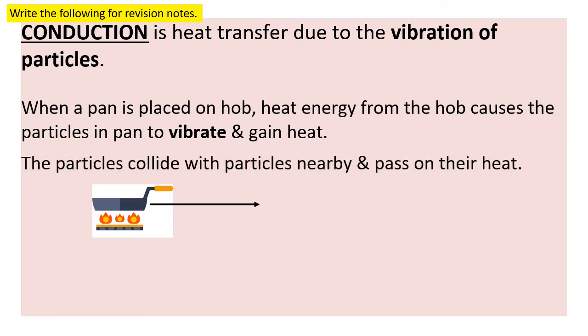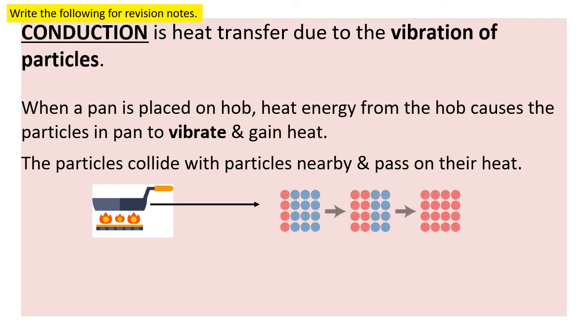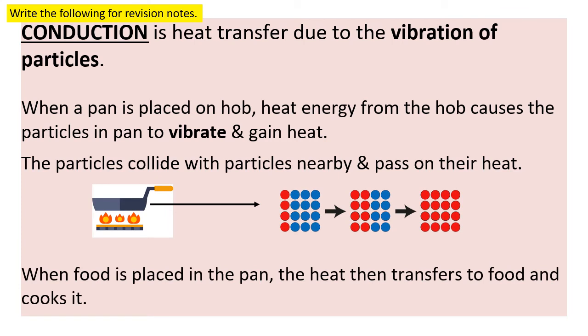So when the pan is being heated, the particles within the pan vibrate and they gain heat. So they're colliding with the other particles nearby and they're passing on their heat. So when food is placed in a pan, the heat then transfers to the food and then cooks it. So preheating a pan, which we've done in class before, allows for that quick cooking.